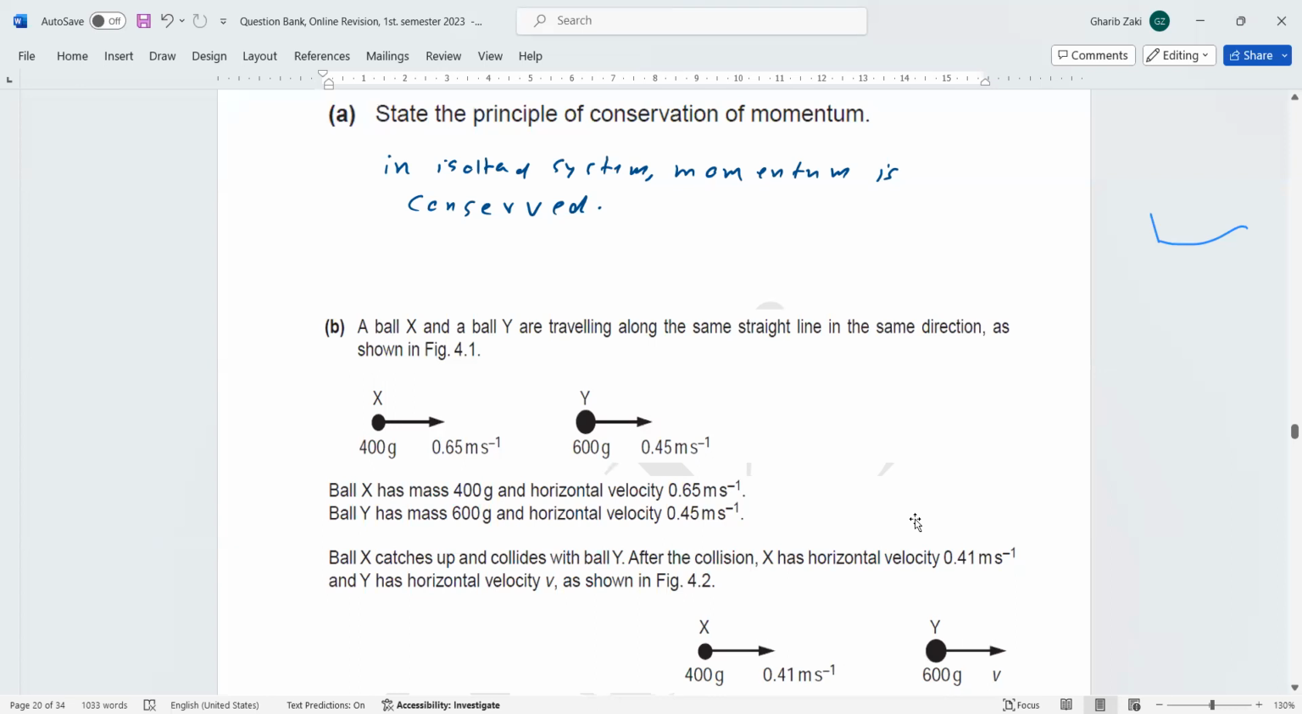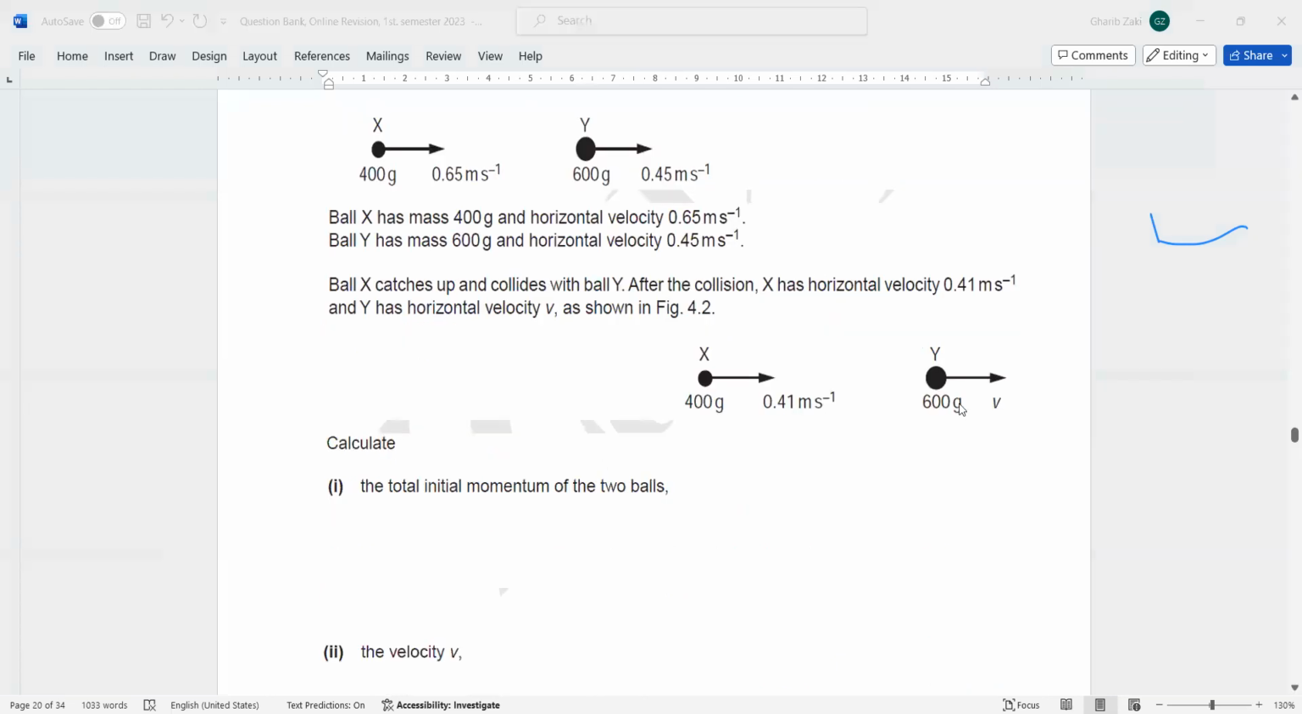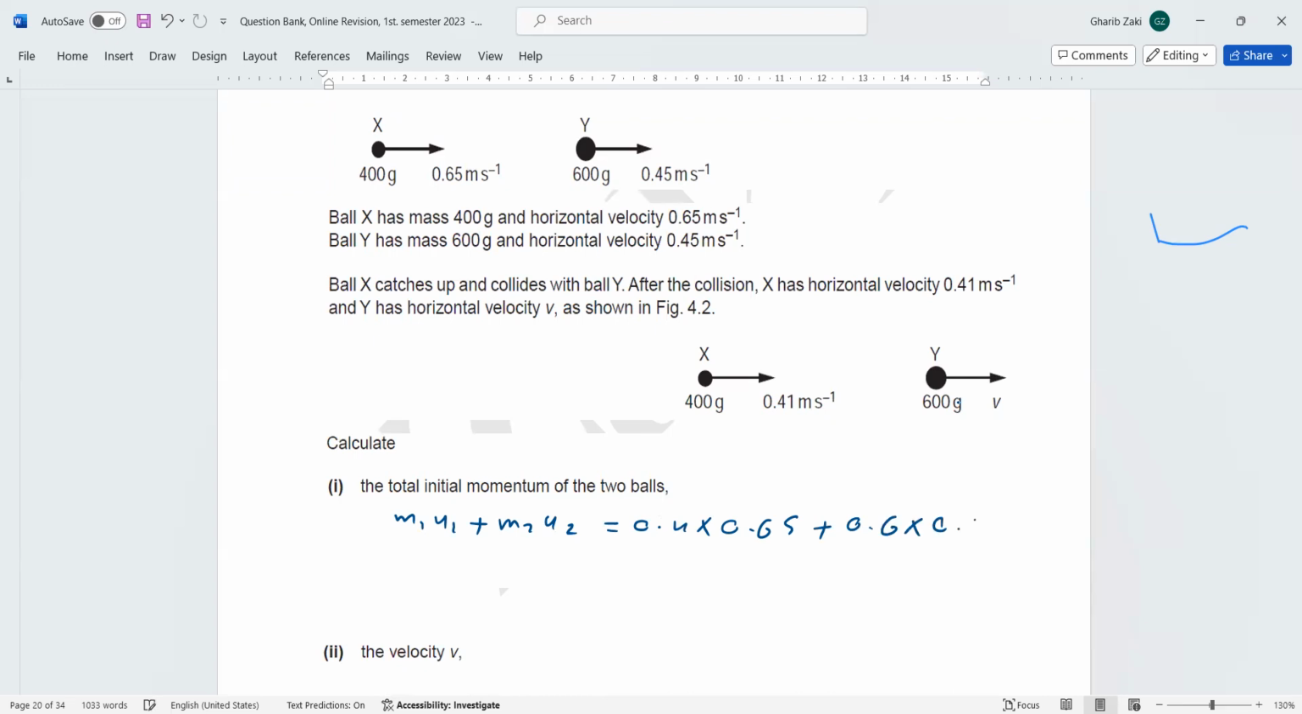It's okay, I just give you the quick question. Now let us go to this question. The total initial momentum, which is m1 u1 plus m2 u2, equals 0.4 multiplied by 0.65 plus 0.6 multiplied by 0.45.